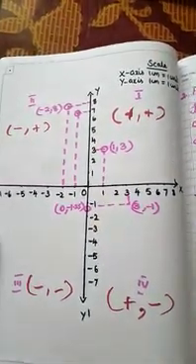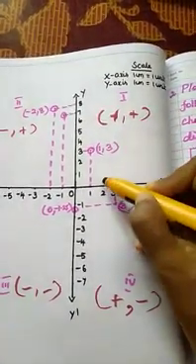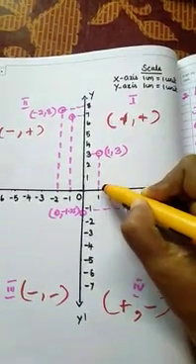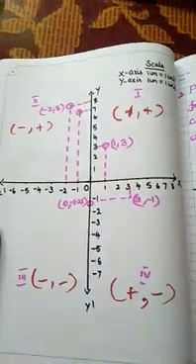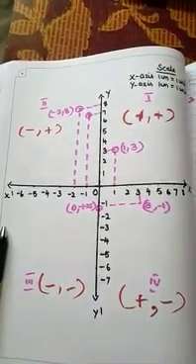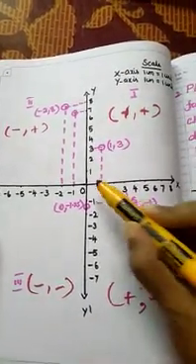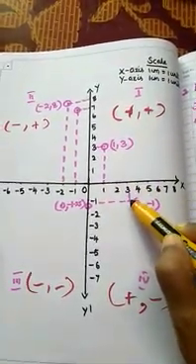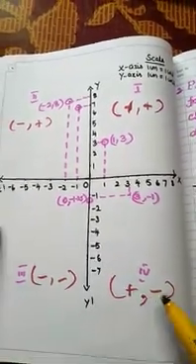The next point is (1, 3). (1, 3) means both are positive only. So directly we are going to mark the point in the first quadrant. From the origin, positive value 1 unit, then upwards positive value 3 units, (1, 3). The next point is (3, -1). Here the x value is positive, the y value is negative. Plus, minus means the point is in the fourth quadrant only. So first from the origin we move 3 units, then downwards we mark 1 unit. So (3, -1) is in the fourth quadrant only. That's all.